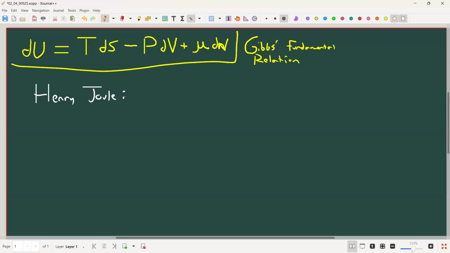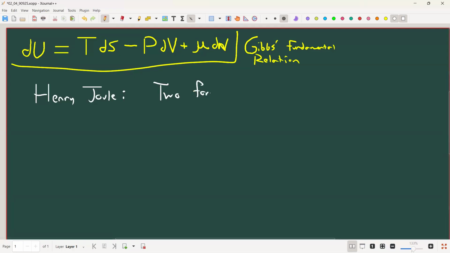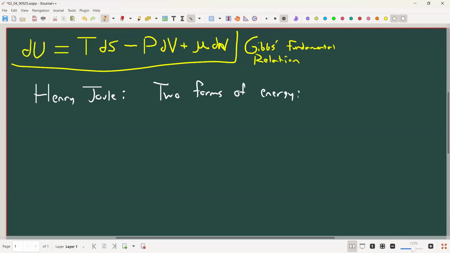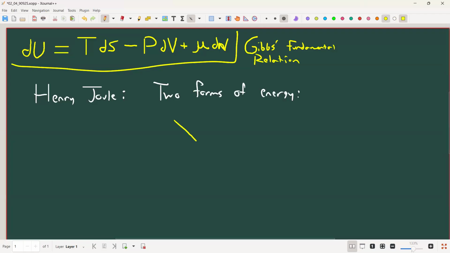And Henry Joule notices that there are in some sense two different types of energy that he can touch and feel, two different processes that give you two different outputs that are in some sense completely different from each other. One thing he sees is that there are in some sense two different forms of energy. One of those forms of energy is, imagine you have a water mill.